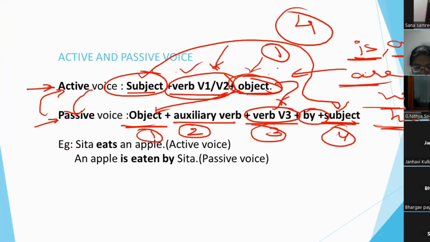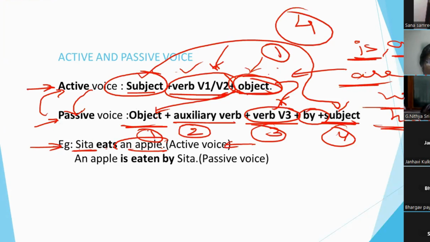So now, if you take the example, Sita eats an apple. The same example we will take. Okay, so this is in the active voice because the subject Sita is doing some action on your object. Okay. So now, when we are using these 4 rules, we have to convert this active voice into the passive voice, then according to these 4 rules, you have to first put the object.